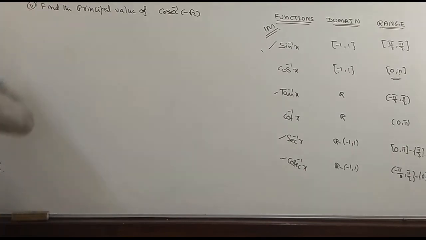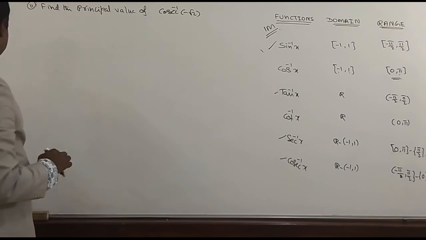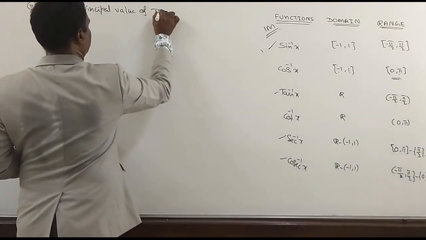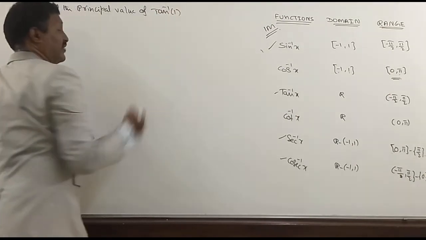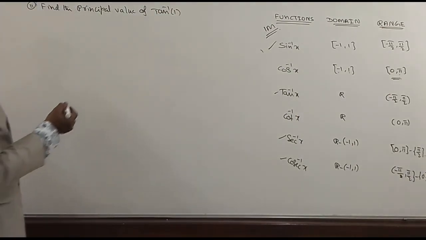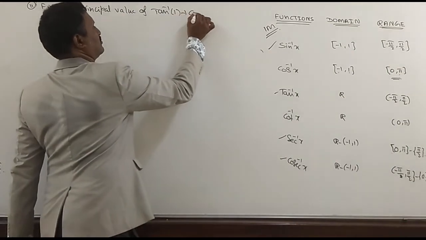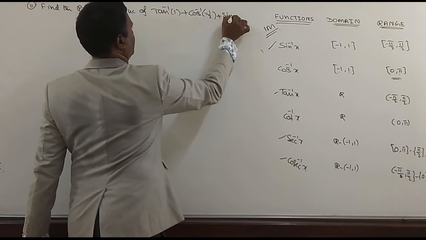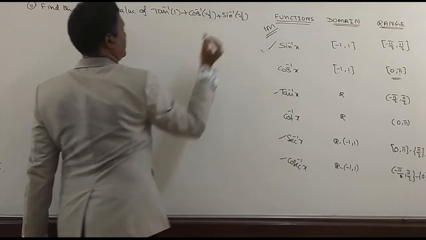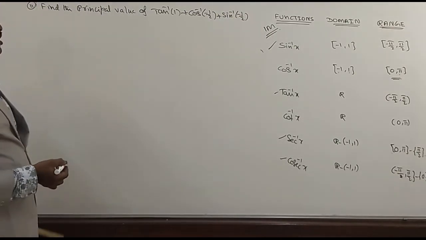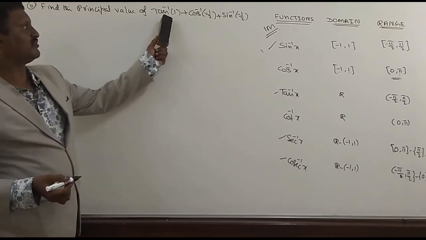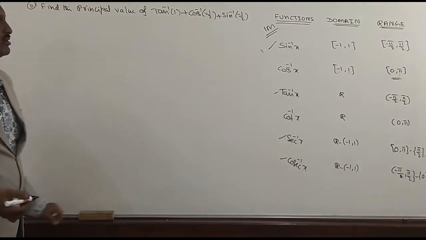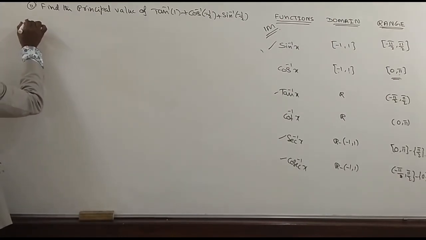11th one. Find the principal value of tan inverse 1 plus cos inverse of minus half plus sin inverse of minus half. How to solve? First one, tan inverse 1.